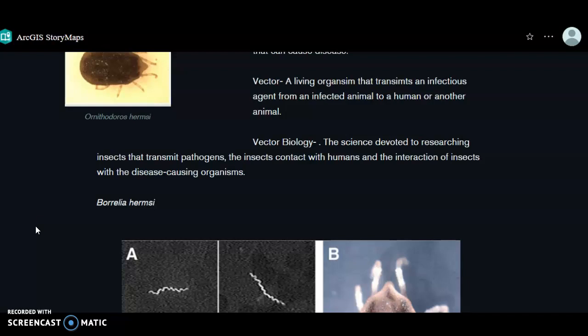Without research into the vector's disease, the cause of the disease may go unnoticed. Nobody will know it's there. So it's very important that we study these small yet large interactions.